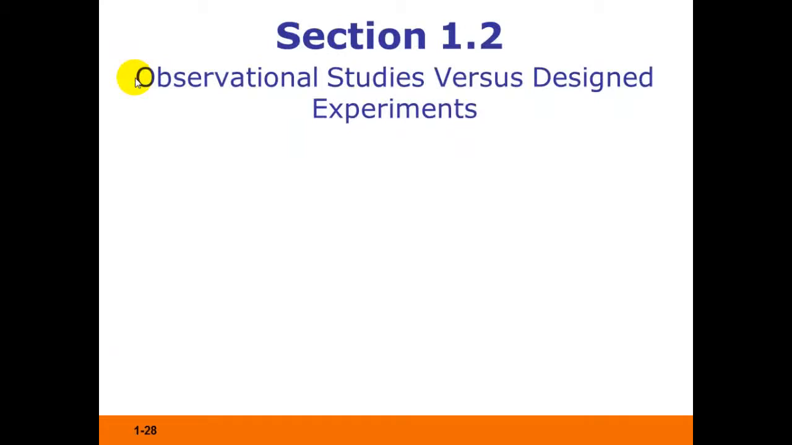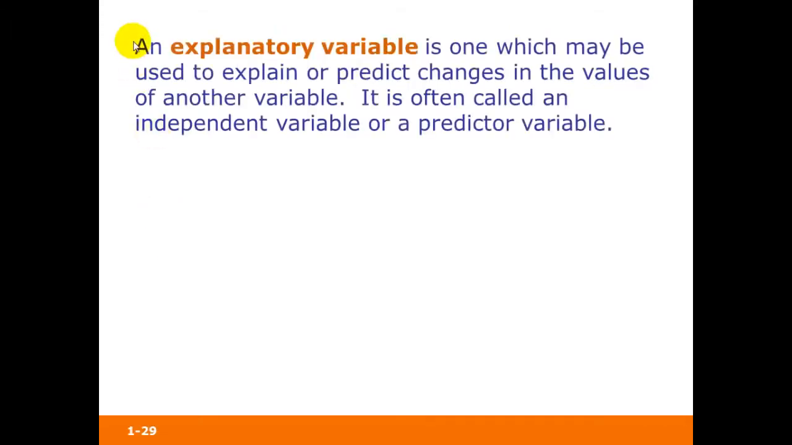Section 1.2 talks about observational studies versus designed experiments. So first we have to define some terminology. An explanatory variable is one which may be used to explain or predict changes in the values of another variable. It's often called an independent variable or a predictor variable.